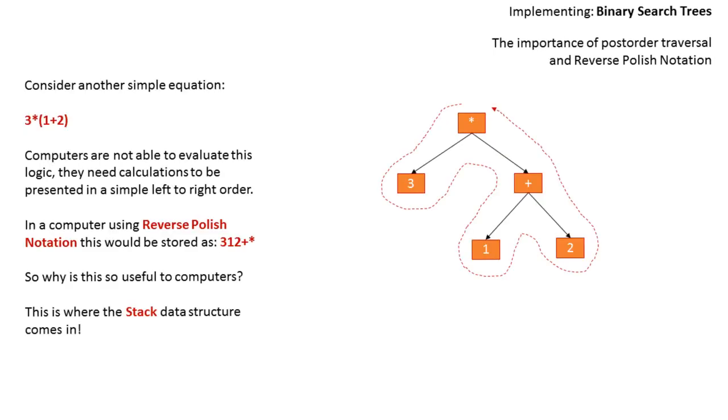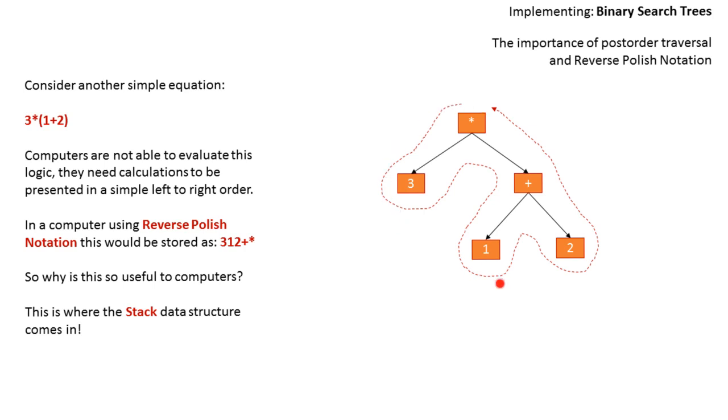Okay, so consider this simple expression, 3 times 1 plus 2. Now remember, from what we've said, computers aren't able to evaluate this logic. They need calculations to be presented in a simple left to right order. Here we have to use the rules of BODMAS or BIDMAS to know that we have to evaluate this part of the expression in the brackets before this part. However, in a computer using reverse Polish notation, this expression will be rewritten as 3, 1, 2, plus, multiply.